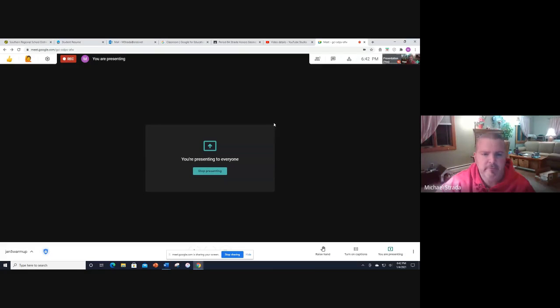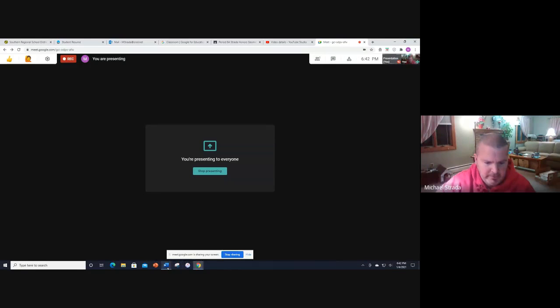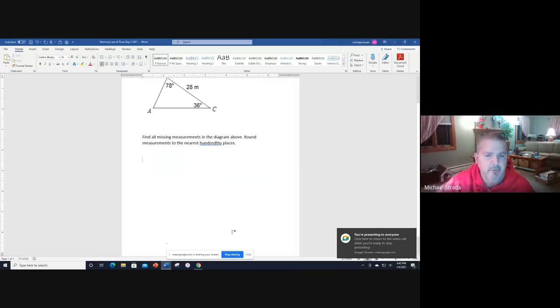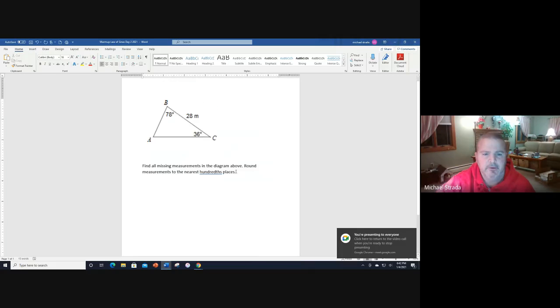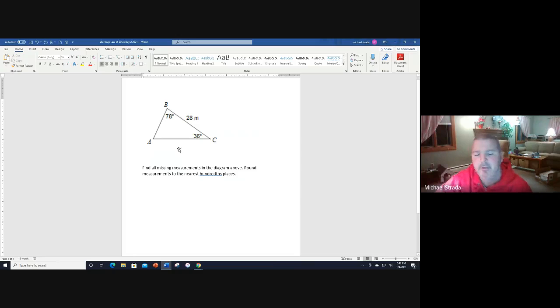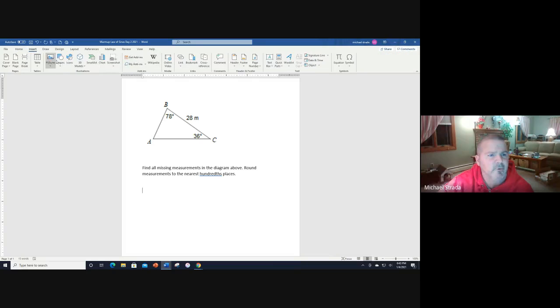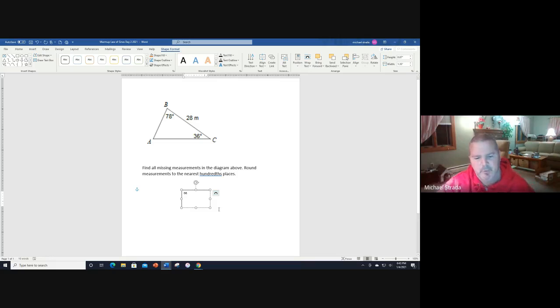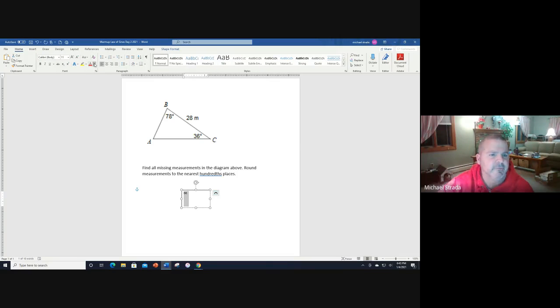All right, so let's see how we did on the warm up. It said find all missing measurements in the diagram above, round measurements to the nearest hundredth place. All measurements includes the angle, which again from yesterday comes from the angle sum of a triangle. Angles of a triangle add up to 180. So you add the 78 and 36, which is 114. Subtract that from 180, and we get 66.